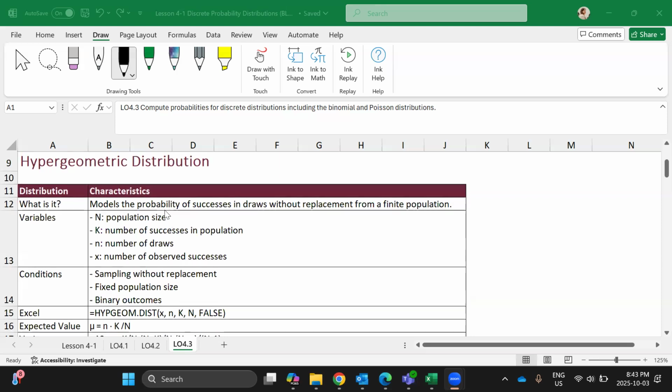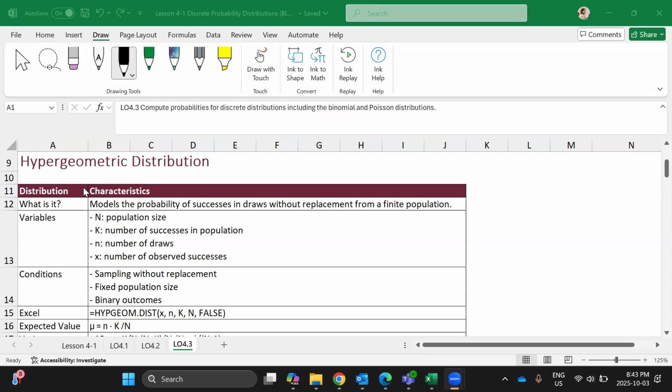It models the probability of success when you're making draws without replacement from a finite population. An example of that might be if you're playing poker, you could have five cards in your hand in classic poker. If you want to find the probability that you have two aces in the five cards that you're dealt, that could be an example of something you could calculate using the hypergeometric distribution. You can use the hypergeometric to find the probability that you get exactly two aces and three other cards.